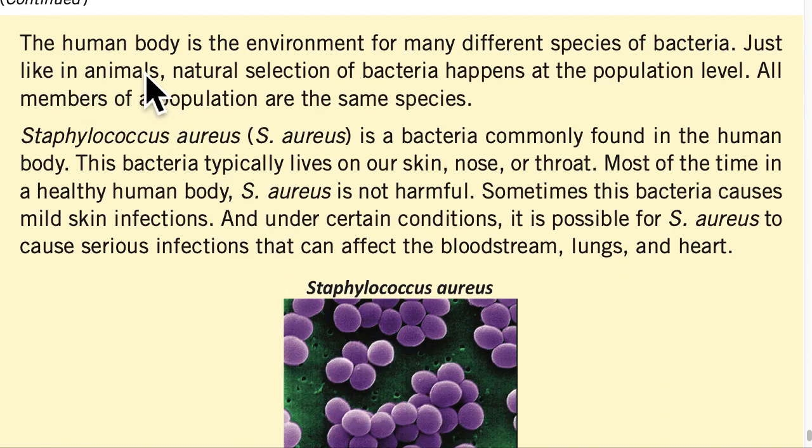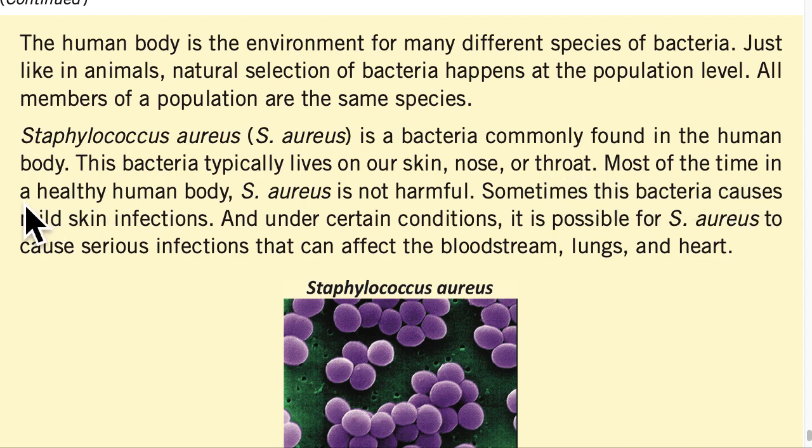The human body is the environment for many different species of bacteria. Just like animals, natural selection of bacteria happens at the population level. All members of a population are the same species. Staphylococcus aureus, or S. aureus, is a bacteria commonly found in the human body. This bacteria typically lives on our skin, nose, or throat.